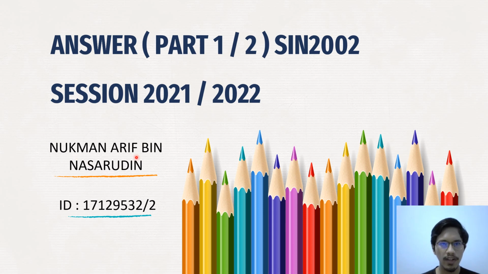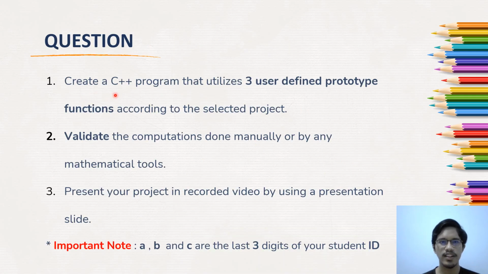My name is Nukman Arif bin Nasaruddin and my student ID is 17129532. I will present my answer for part 1 of 2 for the SIN 2002 session 2021-2022. The question is: first, create a C++ program that utilizes 3 user-defined prototype functions according to the selected project. Second, validate the solution manually or by any mathematical tools. Third, present your answer in a presentation slide.